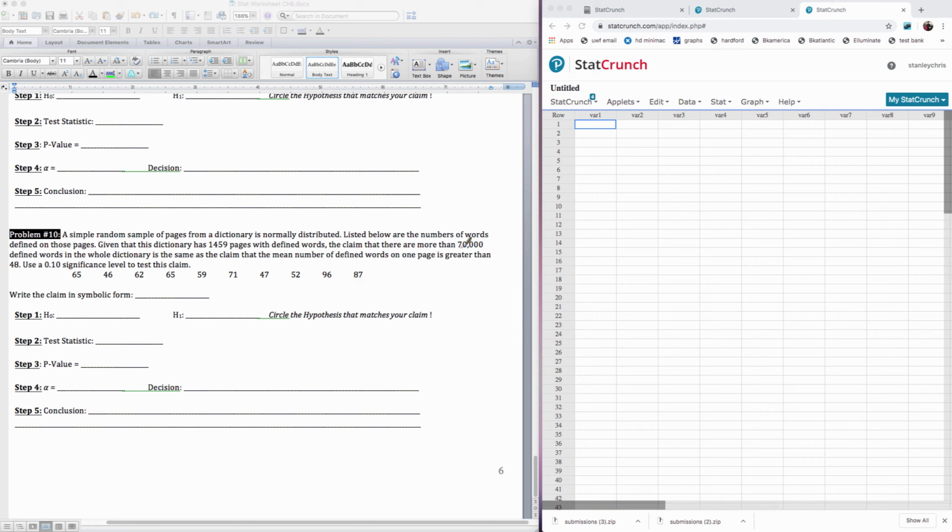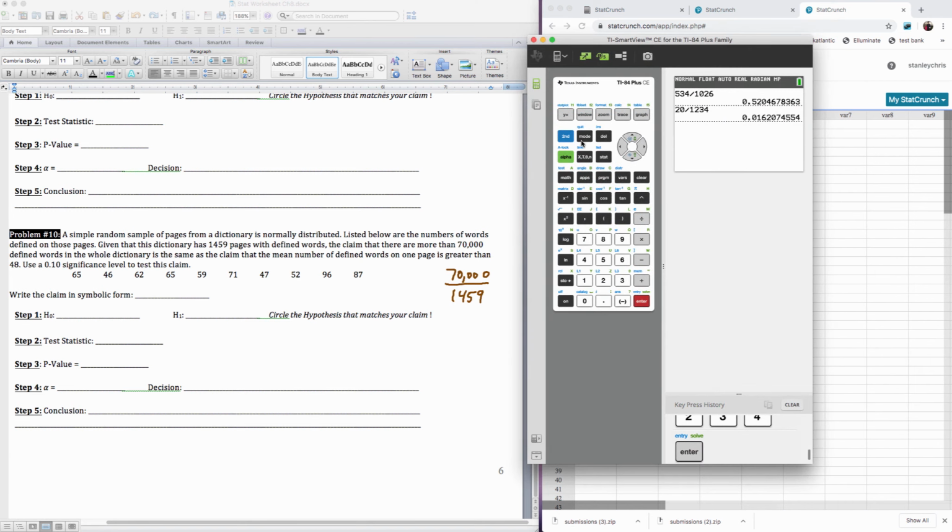And they think that there's more than 70,000 words. Well, if there's 70,000 words, and they think there's more, but let's say there was 70,000 and you did 1459, that's how many pages there were. If you do this calculation, that would tell you how many words there were per page. You don't really need to know that because it's going to come out to be 48, hopefully. So 70,000 divided by 1459, that should be 48. So it's pretty close to 48.